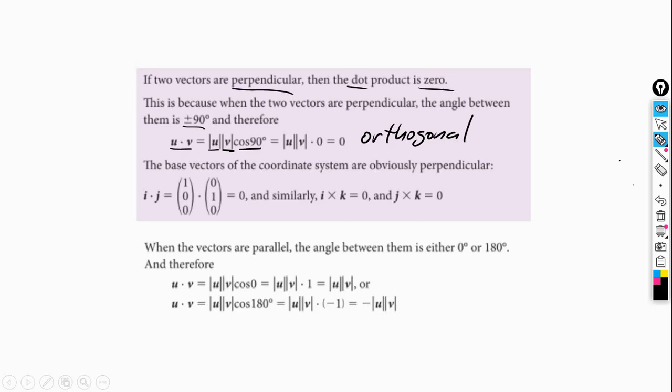Now notice that the base vectors of the coordinate system are obviously perpendicular. If you do the dot product of i and j, then you're going to get 0, and the same for the other ones. Now, when the vectors are parallel, the angle between them is either 0 degrees or 180 degrees, and therefore we're going to get cosine of 0, which is 1. So in this case, the dot product is just going to be equal to the product of their magnitudes. Or if the angle between them is 180 degrees, then we're going to get that the dot product is negative the product of their magnitudes.